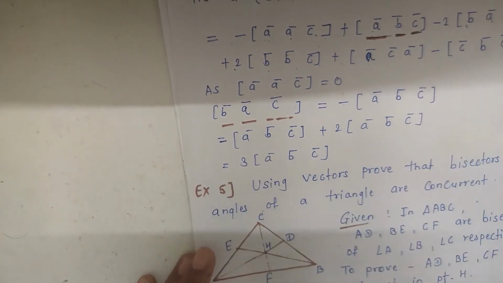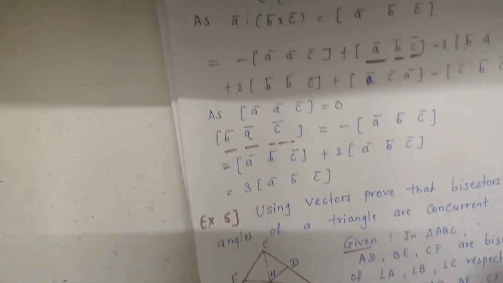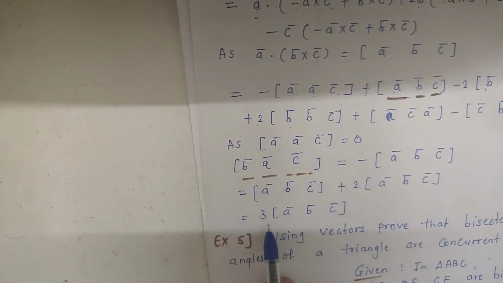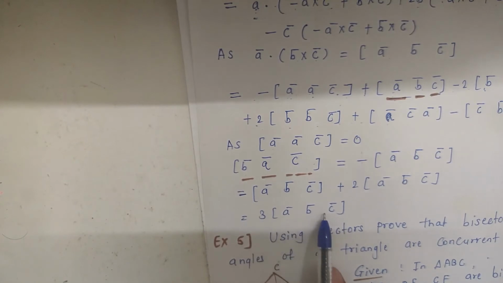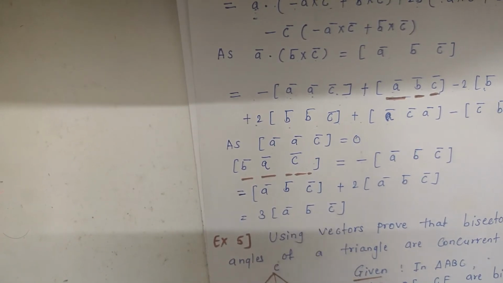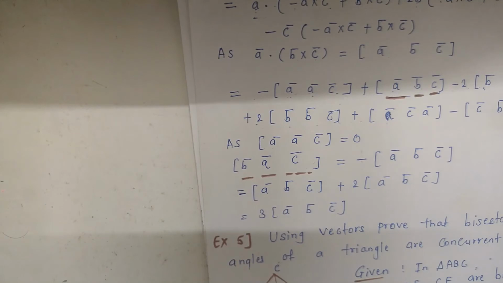So here the answer of this scalar triple product is equal to 3 times the box product of a bar, b bar and c bar. So LHS is equal to RHS.